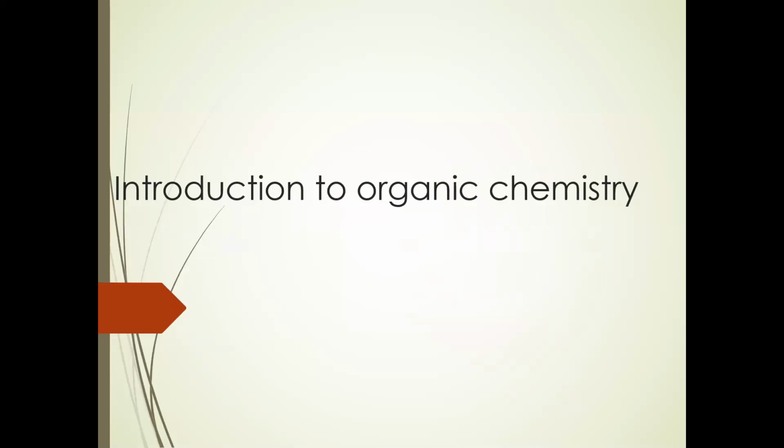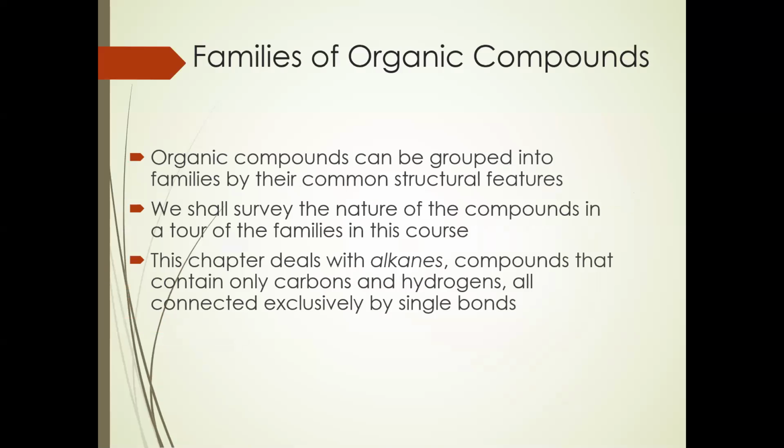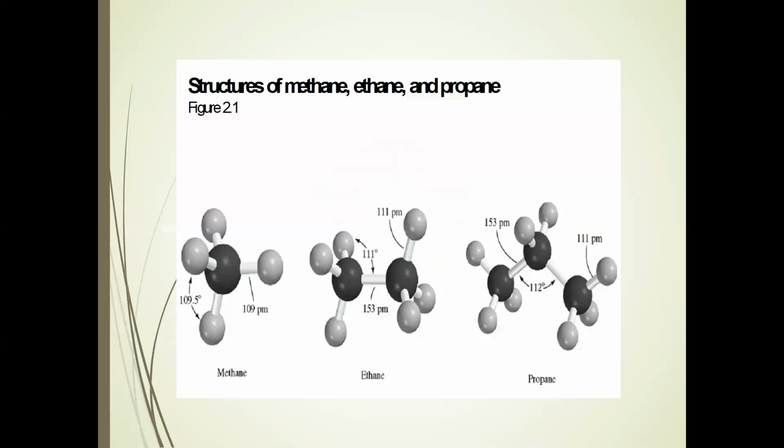Introduction to organic chemistry. Families of organic compounds. Organic compounds can be grouped into families by their common structural features. We shall survey the nature of the compounds and take a tour of the families in the course. This chapter deals with alkanes, compounds that contain only carbons and hydrogens, all connected exclusively by single bonds. Structures of methane, ethane, and propane, as you can see in figure 2.1.